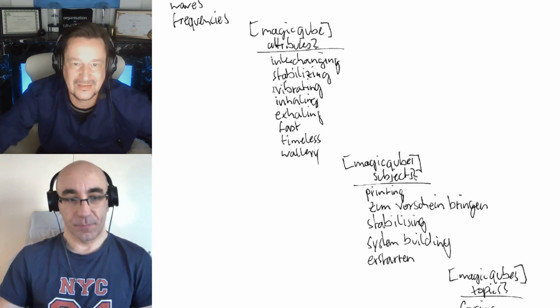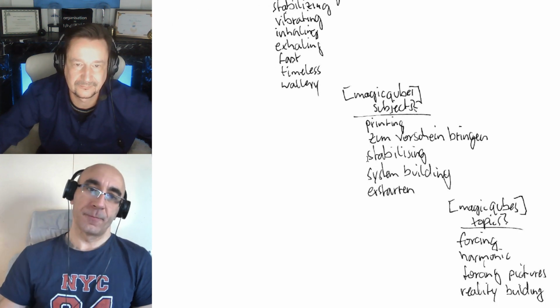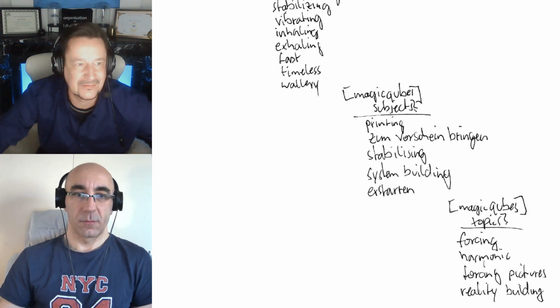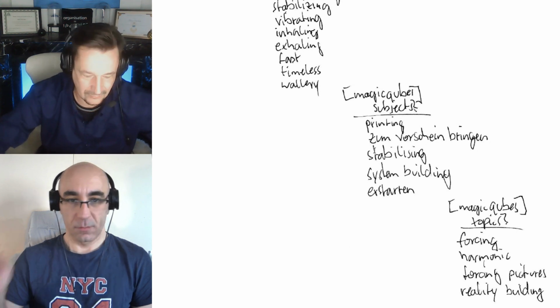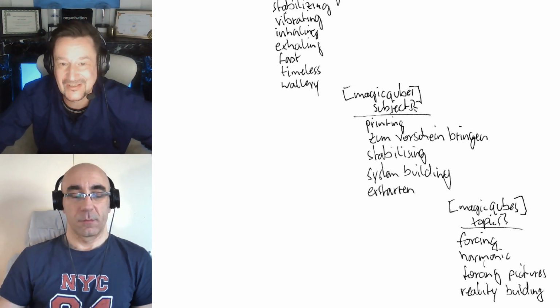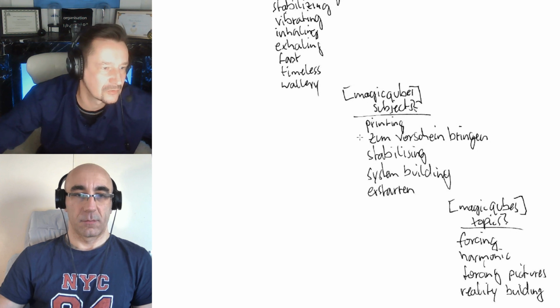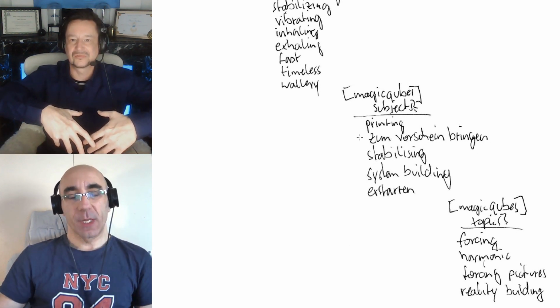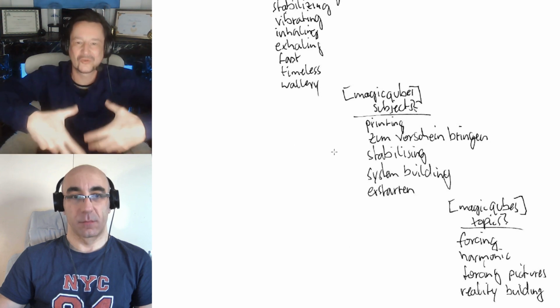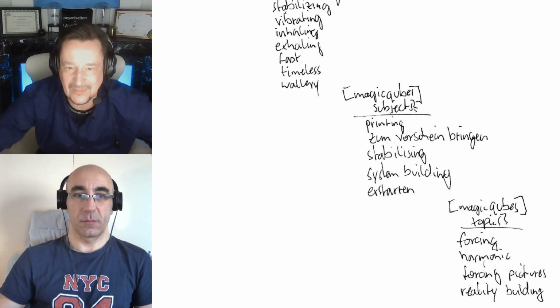So we have the attributes of the magic cube. It was about interchanging, stabilizing, vibrating, inhaling, exhaling, fast, timeless, wallowy. The subject was like printing, zum Vorschein bringen, German, to bring to the fore, reveal, easy in English. Printing, reveal. To bring forth? It's a reveal. To reveal something. You bring something to shine, you know? You show something. That's maybe the best translation for that. Printing, reveal, stabilizing, system building.